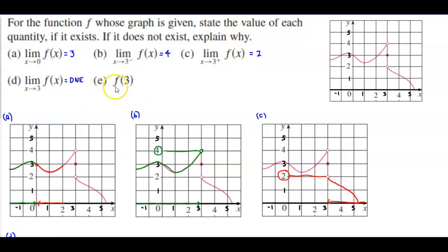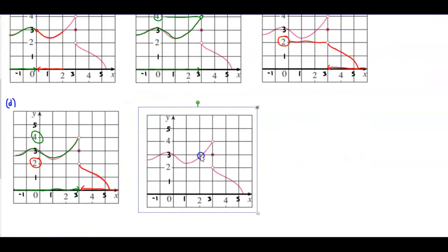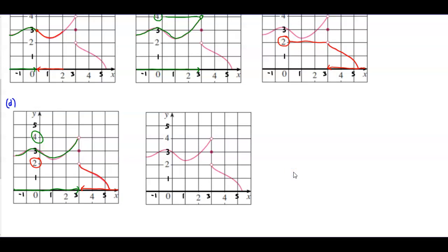Let's take a look at the last one. Let's find f of 3 for part E. So for part E, we want to find f of 3. That means when the input x is 3, what is the output for the y value? So if this is 3, then the output, where the closed dot is, is going to be the value of 3. So the answer is 3.